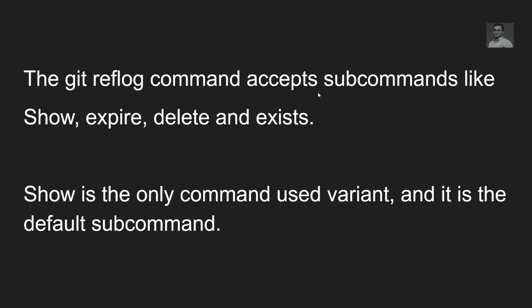The reflog command actually accepts subcommands like show, expire, delete, and exists. For example, git reflog show, git reflog expire, and so on. But mainly we will be using the show command only. Why? Because expire, delete, and exists are typically not used by end users; the documentation itself says that. So show is the only commonly used variant and it is the default subcommand. Show is the only command we will be using mainly.